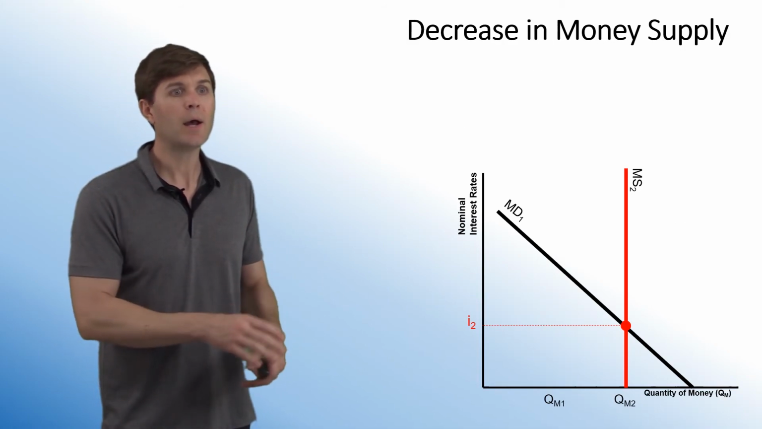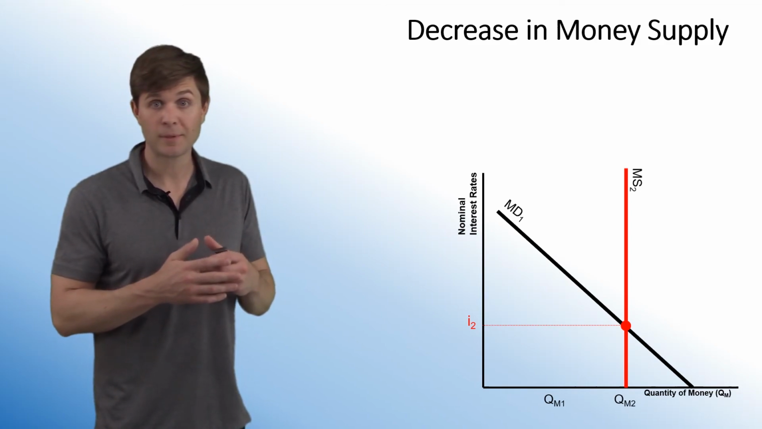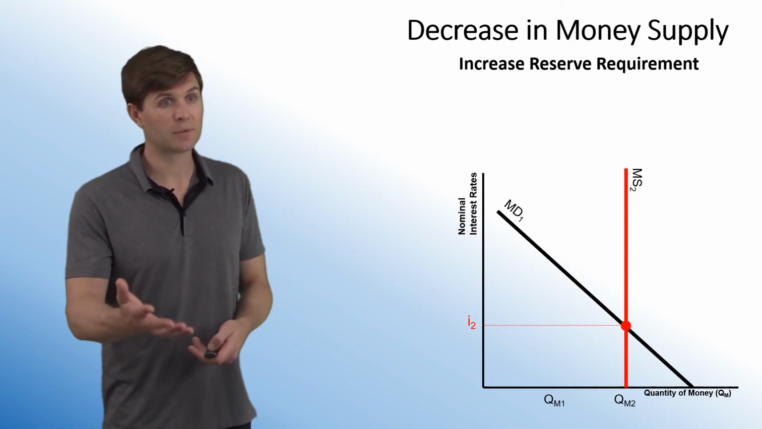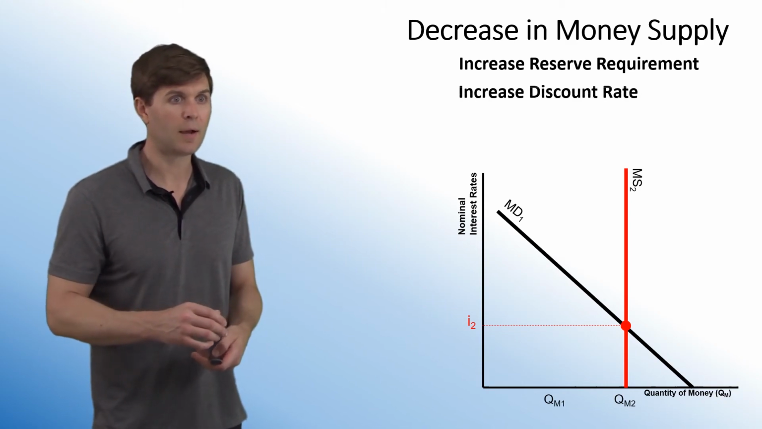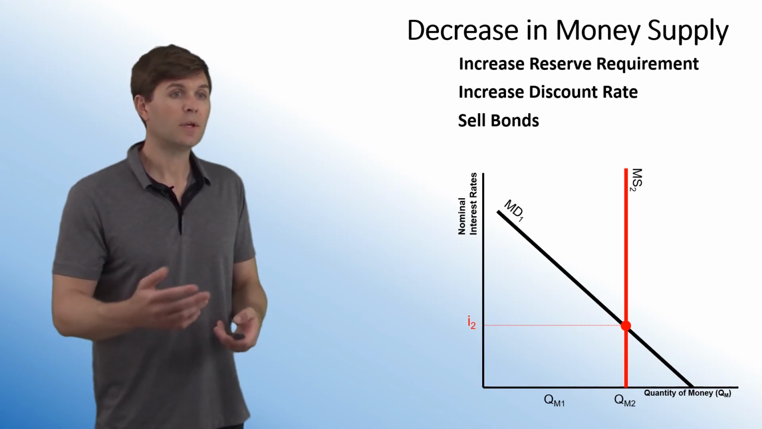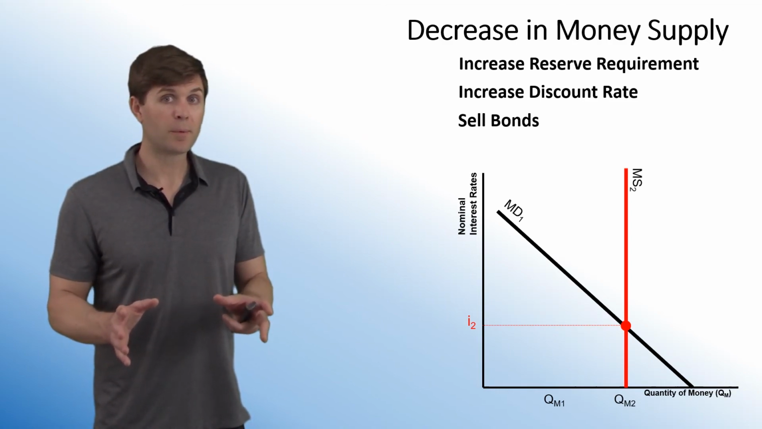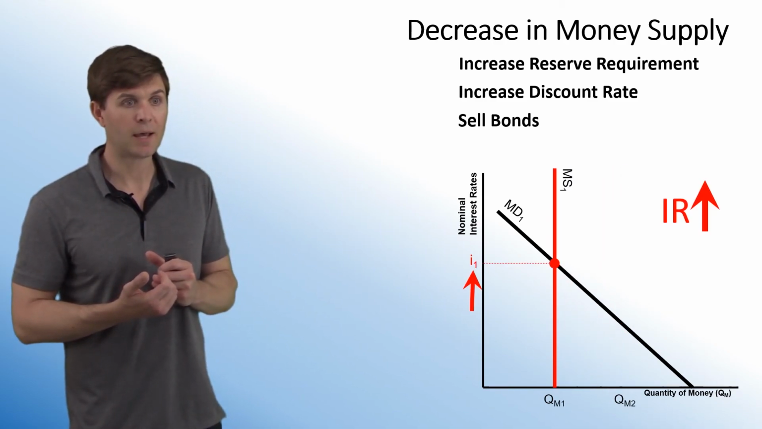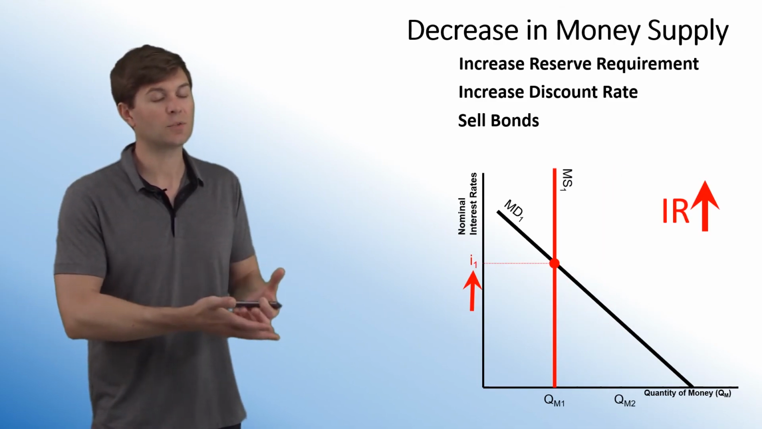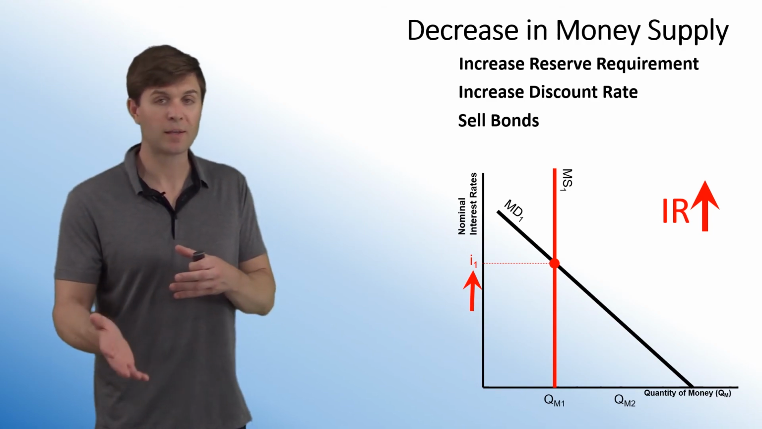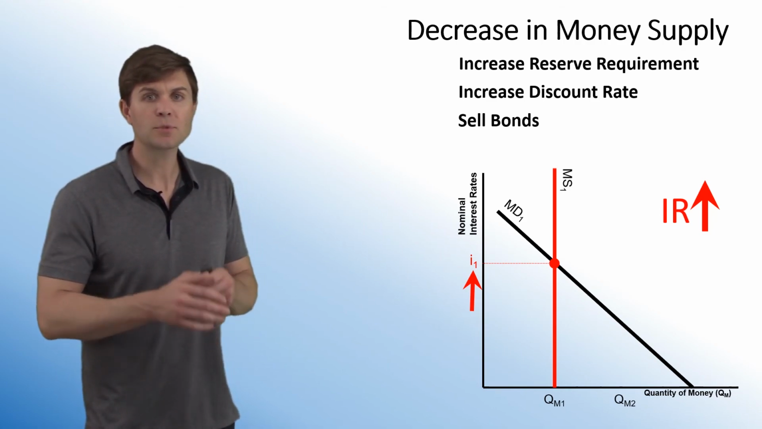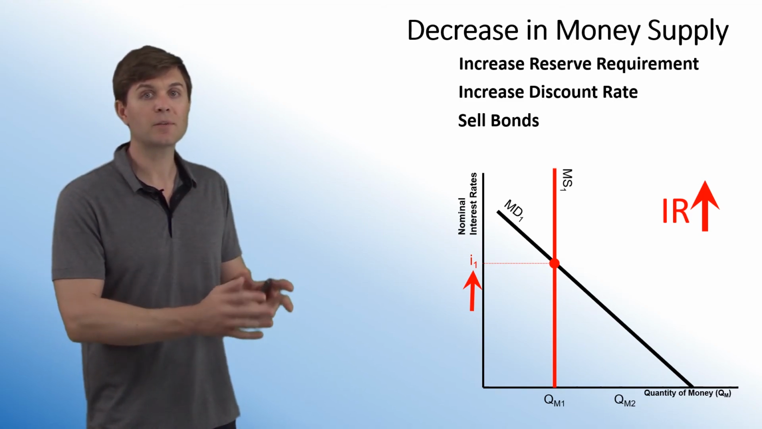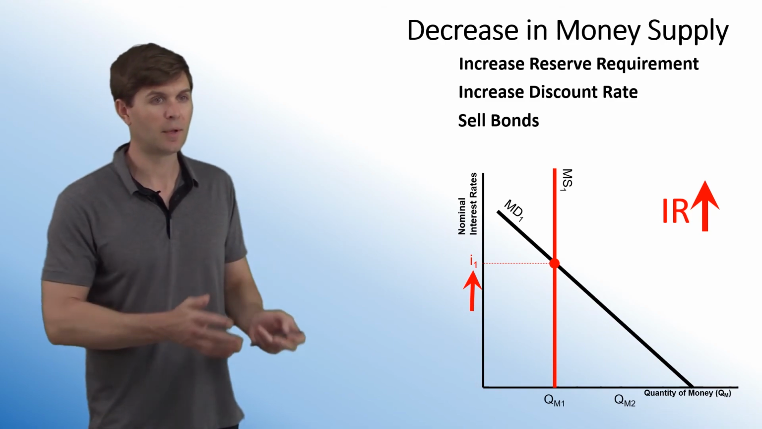Now, a decrease in the money supply is going to be caused by the same things, just in the opposite direction. You have an increase in the reserve requirement, banks can loan less out, money supply goes down. Increase in the discount rate, and also selling government bonds, that open market operation. All three of these would decrease the money supply and shift that money supply back to the left, bringing interest rates up. That increase in interest rate would curb aggregate demand, investment, and interest-sensitive consumption, and have after effects after that as well. But decrease in the money supply, interest rates up, nominal interest rates up.